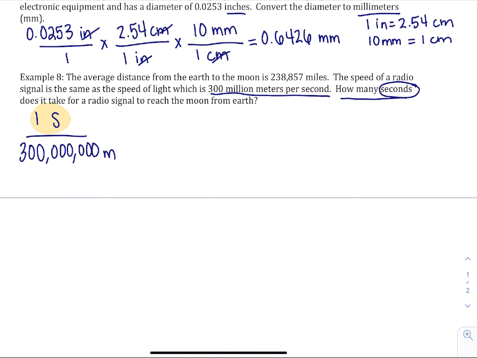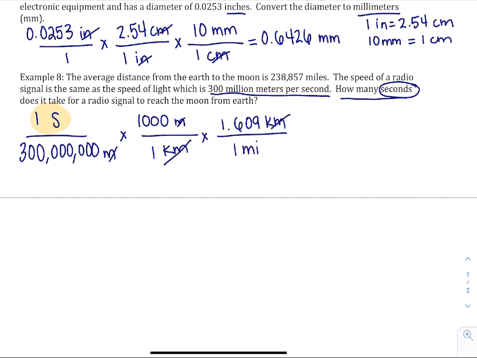Well, I have meters, and I know something about the miles. Well, I don't have a conversion from meters to miles, but I do have a conversion from kilometers to miles. So if I can get my meters into kilometers, then I can use that conversion. Based on what we did in section 2.2, I know that there's 1,000 meters per 1 kilometer. And then I can use the fact that 1.609 kilometers equals 1 mile.